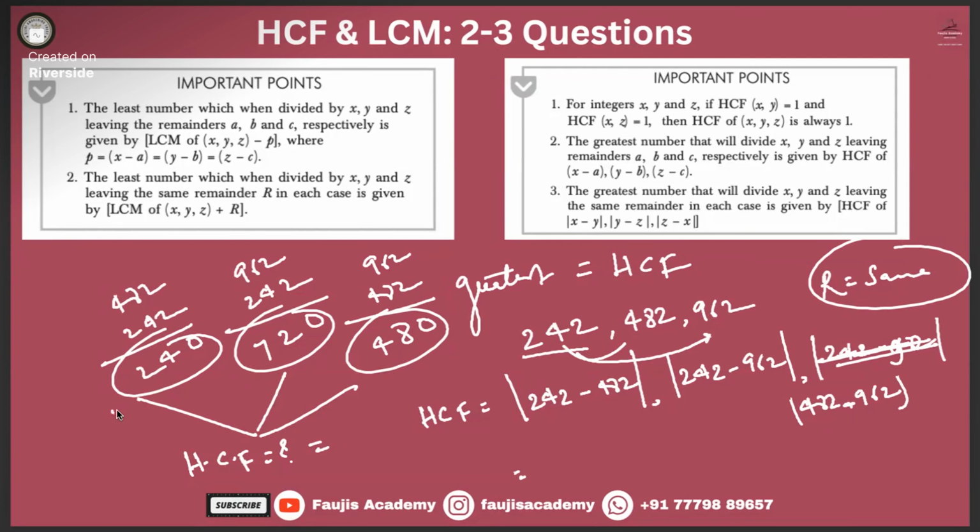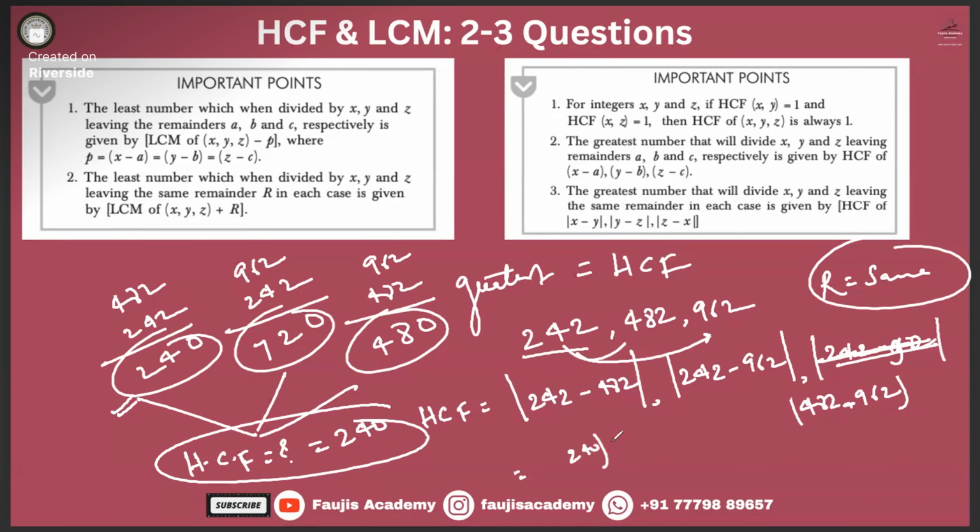See, look in terms of 240, 720 and 480. 240 times 2 is 480 and 3 times is 720. Right? So the HCF is 240 itself, right? And now you do the back end calculation.